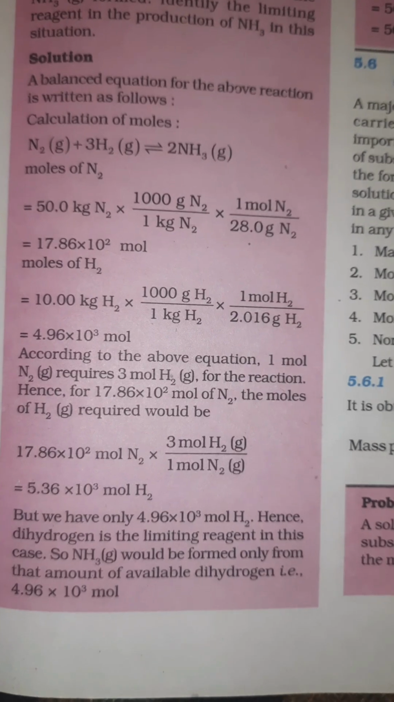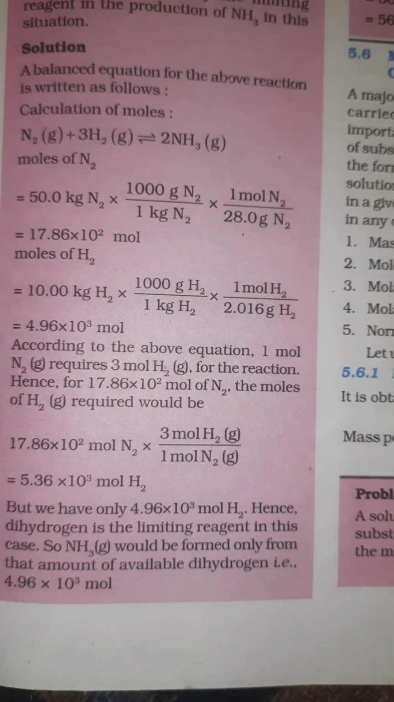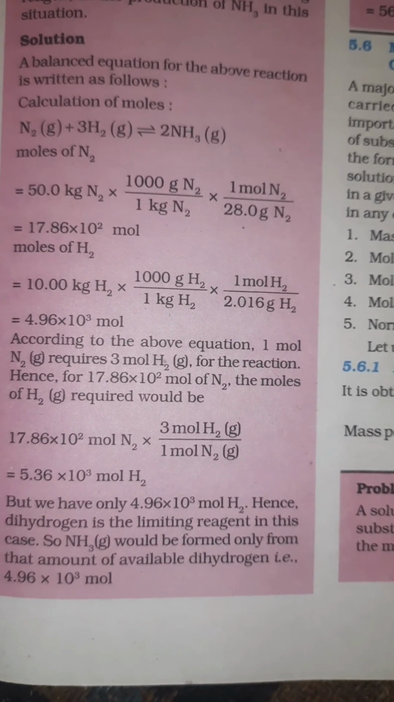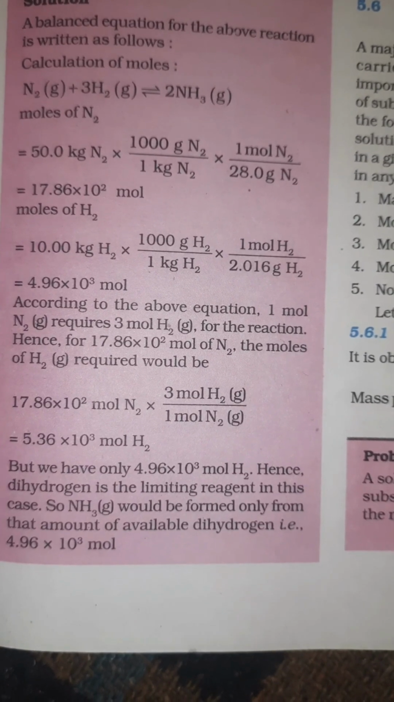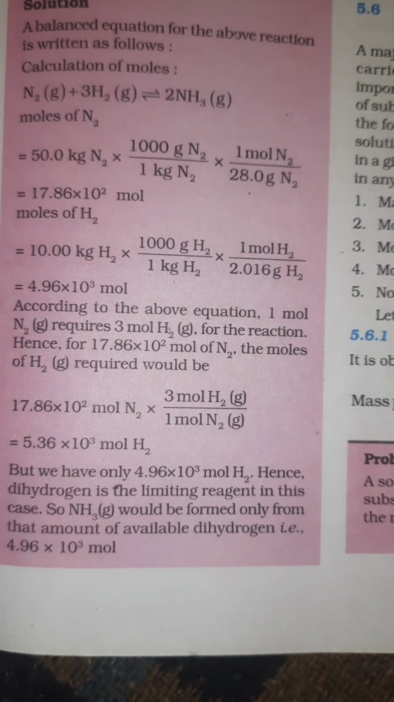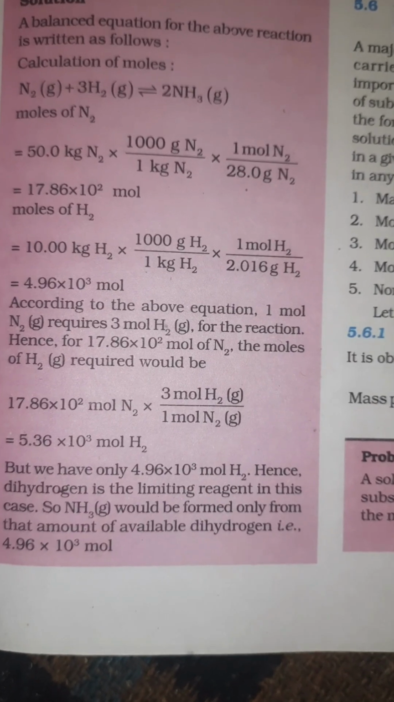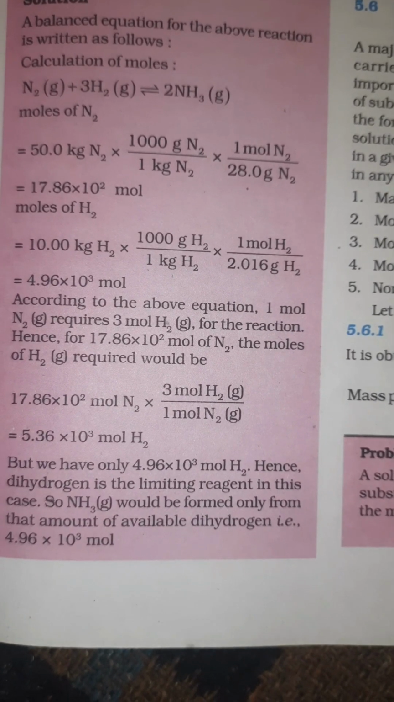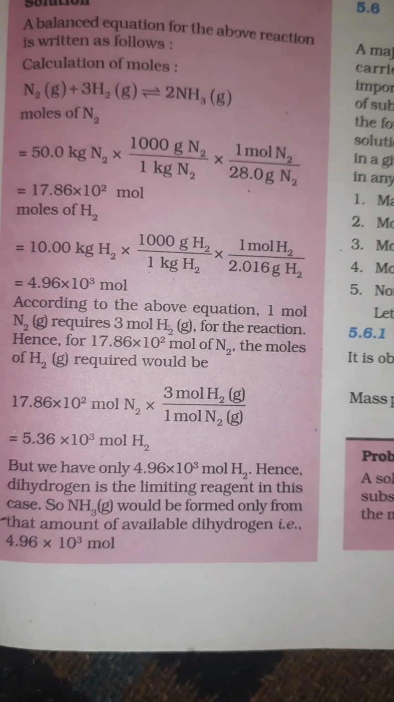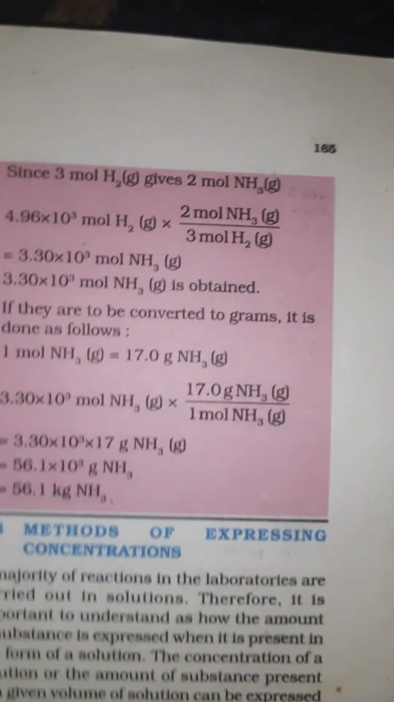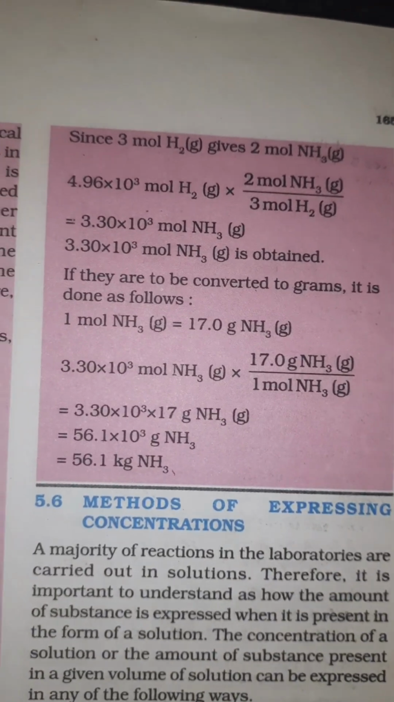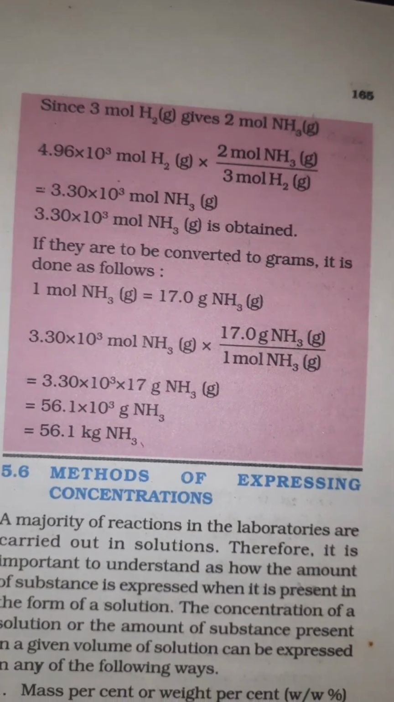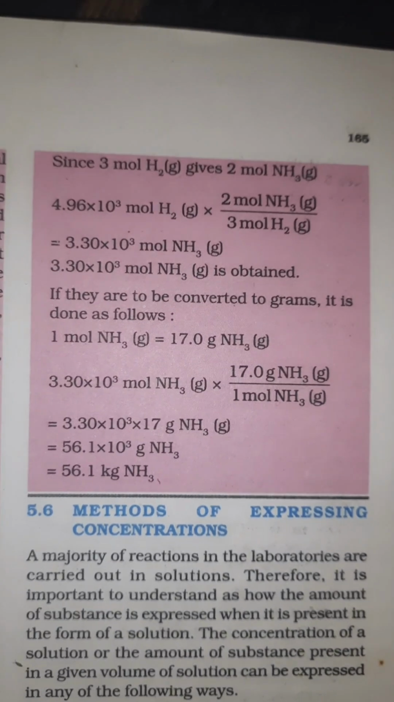Hence for the moles of nitrogen, the moles of hydrogen required would be similar, but we have less than that, hence dihydrogen is the limiting reagent in this case. So NH3 would be formed only from the amount of available dihydrogen. Since 3 moles of hydrogen give 2 moles of NH3, finally 56.1 kg of ammonia is formed. How it came, you can check once.